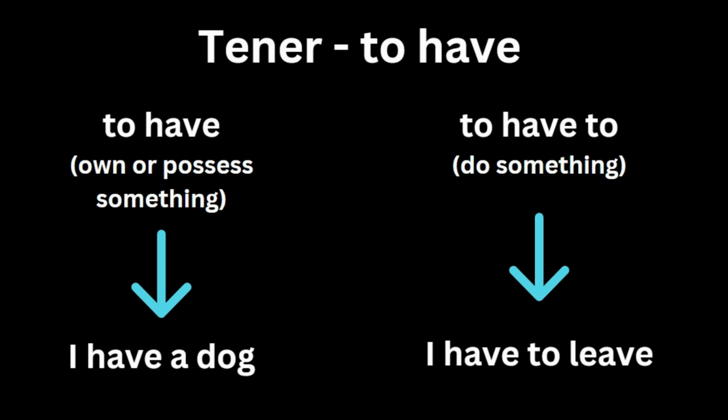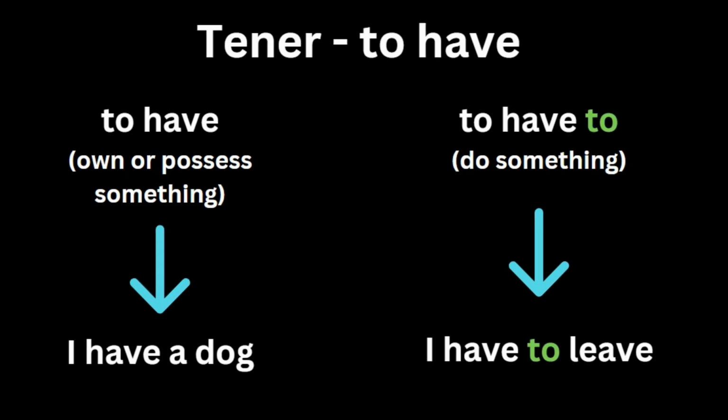Just like I said in the beginning of the video, there's a big difference between using to have as to have and to have to. To have indicates that one possesses something, like I have a dog, and to have to means that one has to do something, such as I have to leave, following an infinitive after the preposition to. Both of these sentences work the same exact way in Spanish, but there's one slight difference that many people, especially students, fail to acknowledge, and that is the preposition to.